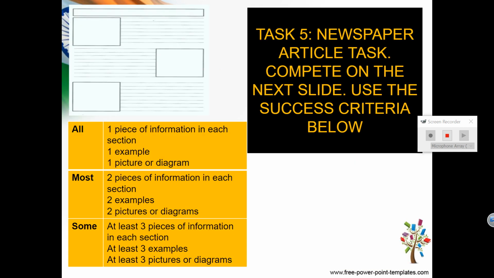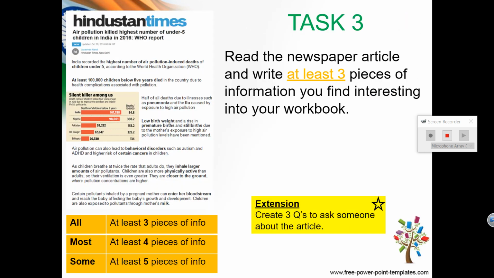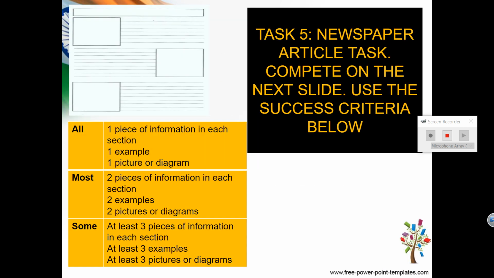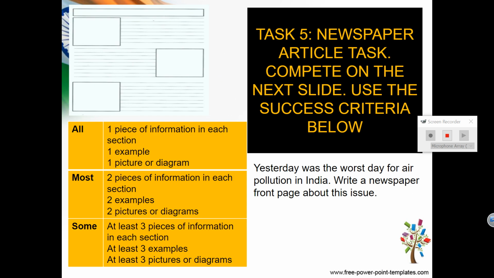Task 5 is a newspaper article. You've read one, so you've had a look at the Hindustan Times. An example article has one graphic or infographic instead of a picture, and some text. In your article, what you're going to be writing about is the idea that yesterday was the worst day for air pollution in India ever. So write a newspaper front page about the issue.